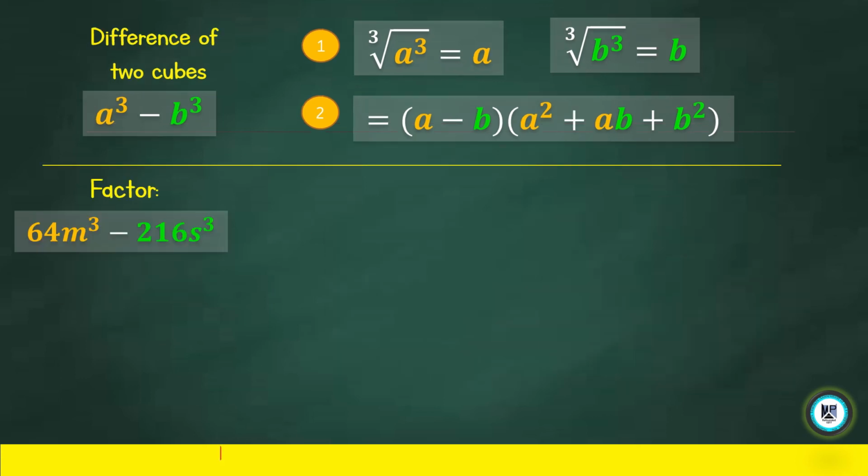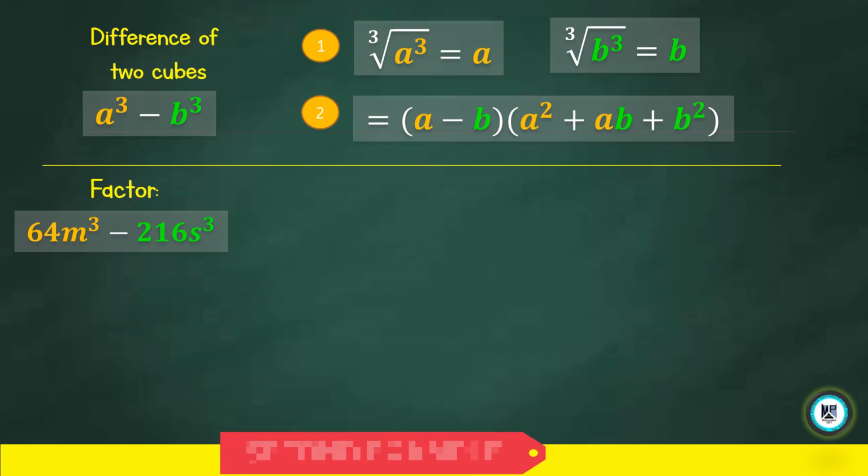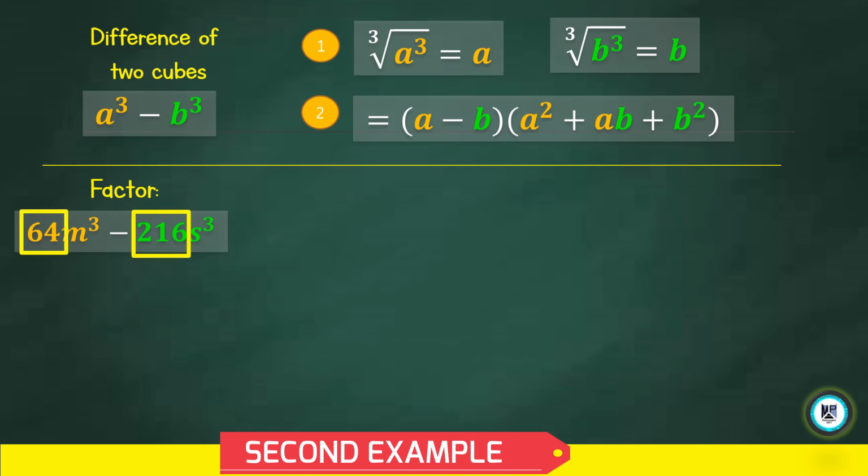For our next example, we have 64m cubed minus 216s cubed. Before proceeding, please take note that the general rule in factoring is that we always assess if the expression can be factored by a common monomial. In this way, the expression will become simpler and easier to process. Looking at our example, the coefficients 64 and 216 have a GCF of 8, so we factor it first.